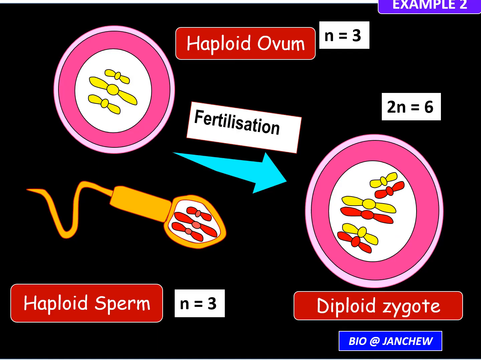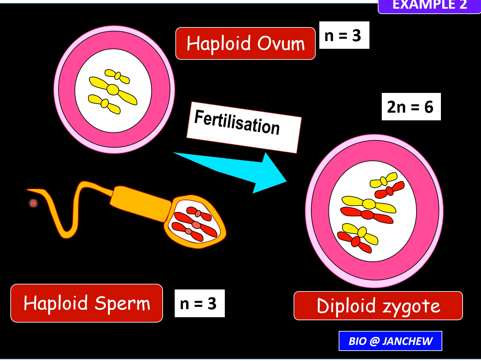Let us discuss another example other than human beings. Let's imagine that there's an organism where the diploid number of chromosomes is 6. It means that there are 3 different types of chromosomes. 2n equals 6, n equals 3. There are 3 different types of chromosomes, but in the diploid cell, there are 2 sets of those chromosomes.